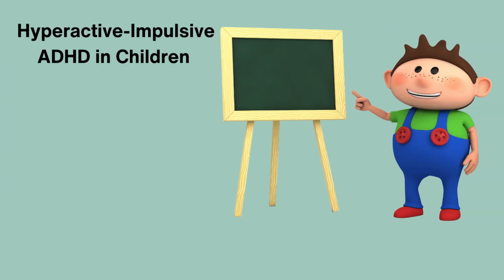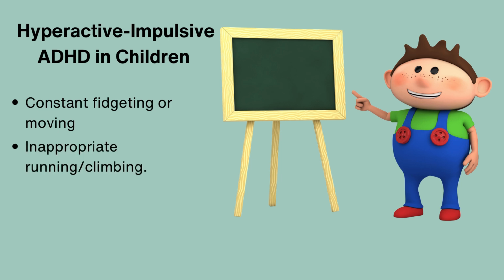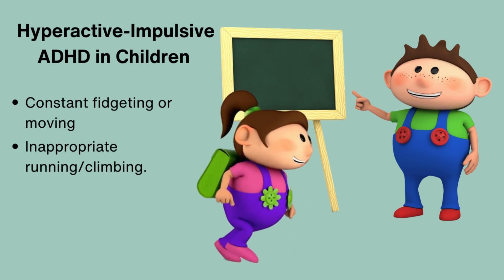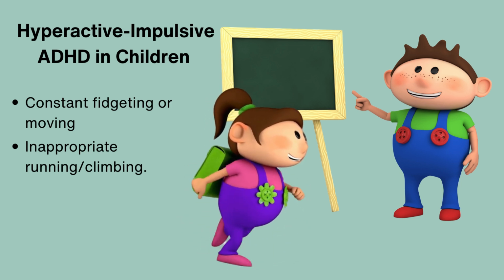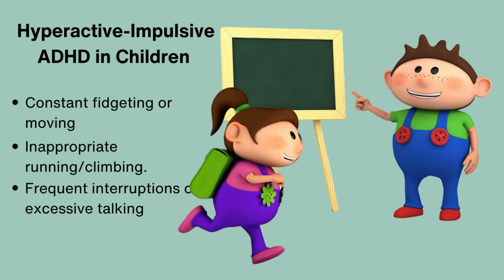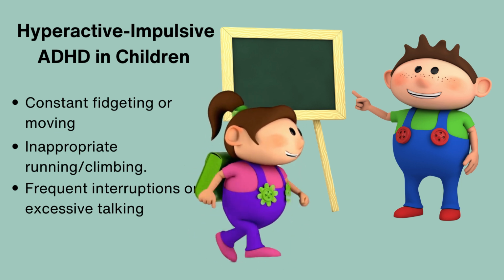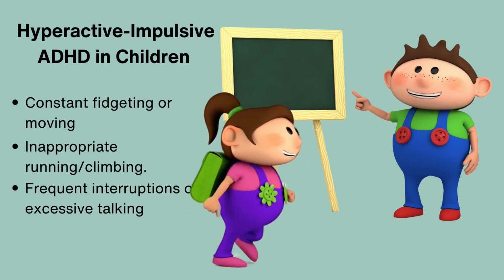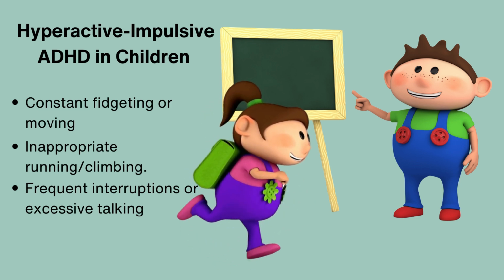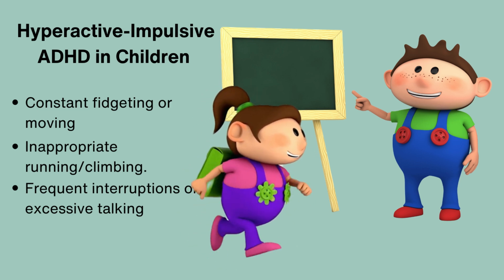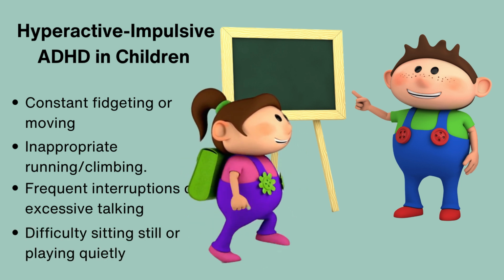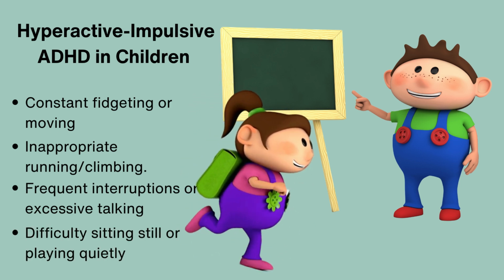In children, hyperactive-impulsive ADHD might look like constant fidgeting, tapping, or moving around even when they're seated, running around or climbing in situations where it isn't appropriate, like in a classroom or on public transport, interrupting others frequently, blurting out answers before questions have been fully asked, or talking excessively without giving other people a chance to speak, struggling to play quietly, or engaging in activities that require sitting still.